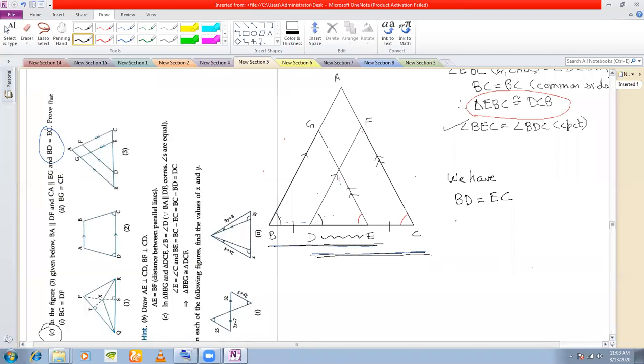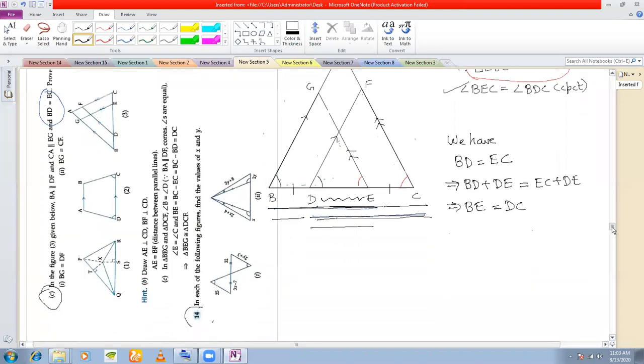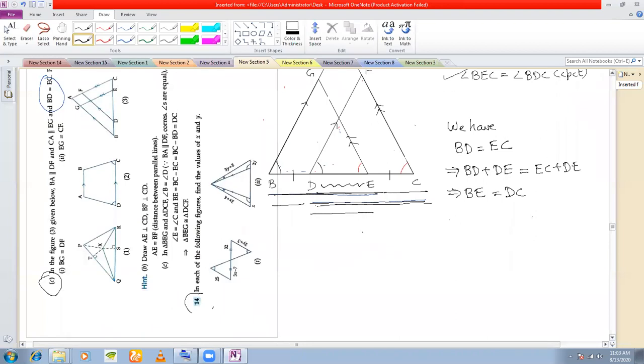This part is a common part. So we add DE to both sides. BD plus DE is equal to EC plus DE. Now what you see is that BD plus DE is nothing but BE, side of one triangle, and also EC plus DE is nothing but DC. So two sides of the triangle I have proven to be equal. Now we prove congruency in triangle. So two angles and one side. Then later we'll see by what axiom.